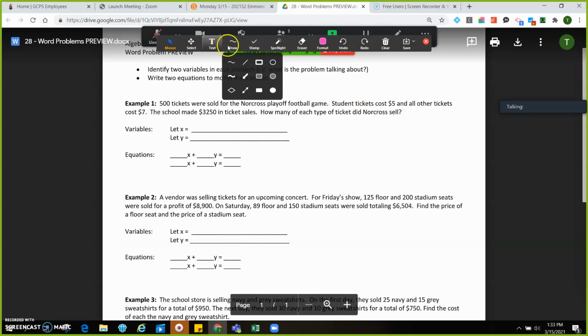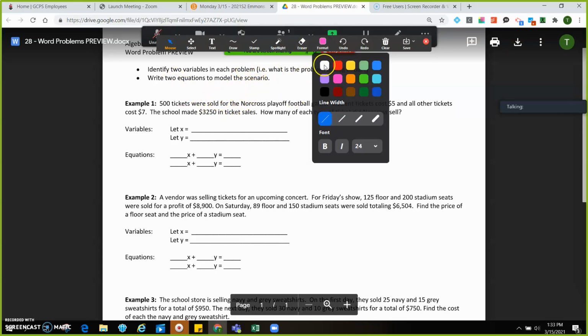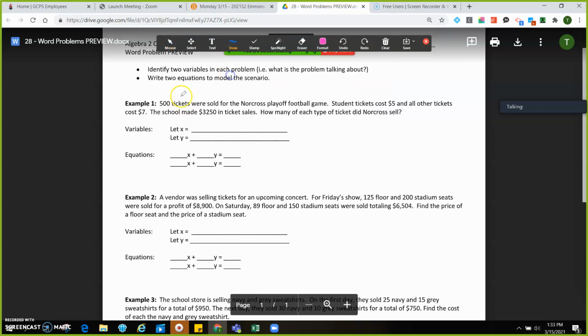Right, so we were working on identifying two variables in each of these problems and then writing the equations that match them. So we've got 500 tickets were sold for a Norcross playoff football game. Student tickets cost $5 and the other tickets cost $7. The school made $3,250 in ticket sales. How many of each type of ticket did Norcross sell?